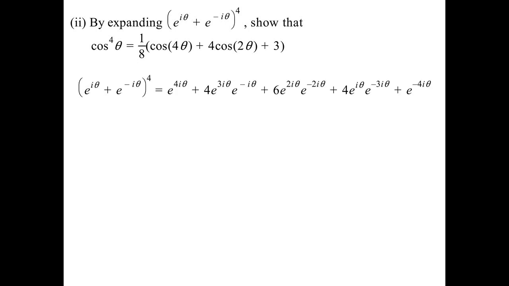Now a bit of binomial theorem. By expanding this expression out, show that this identity, cos to the power of 4 theta is equal to an eighth of, etc. Expanding it all out, there it is in all its glory. e to the 4i theta plus 4 e to the 3i theta times e to the minus i theta plus 6 e to the 2i theta e to the minus 2i theta plus 4 e to the i theta e to the minus 3i theta plus e to the minus 4i theta.